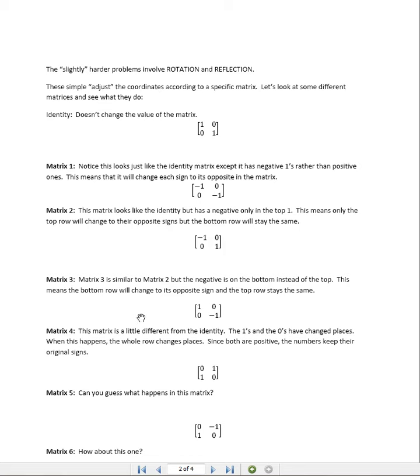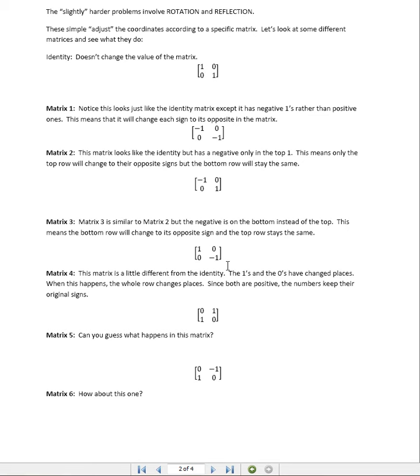In matrix 3, we can see we have 1, 0, 0, negative 1. It's just sort of the opposite of what we just did. Instead of changing the top row signs like we did in matrix 2, the bottom row is going to be changed instead. So the top row stays the same, and in the bottom row we switch the signs to their opposites.